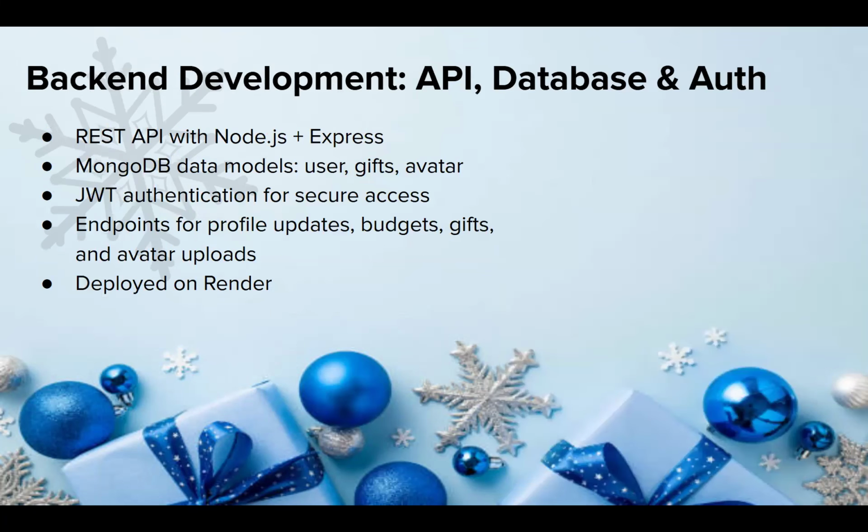The backend serves as the core of the system. We built a REST API that handles everything from user authentication to gift management. MongoDB stores the user's profile data, including the avatar, budget, and gift entries. We implemented JWT authentication to keep the endpoints secure. Multer supports the image upload, so people are able to change their avatar as well as the recipient's avatar. The backend is deployed on Render to make all services accessible to the front end.